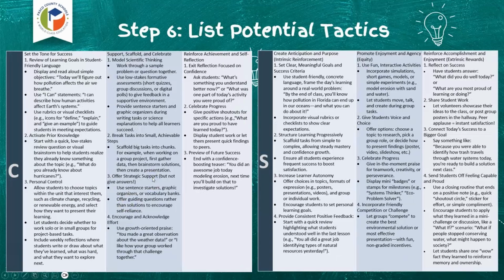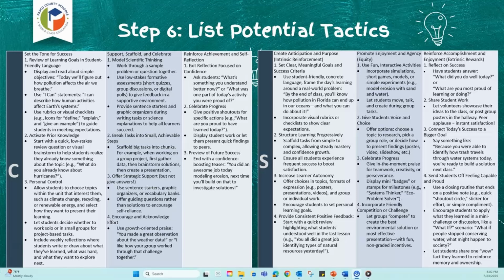Now we're talking about preliminary strategies for building student confidence and satisfaction, structured around the beginning, during, and end of the class. At the beginning, we will set the tone by reviewing learning goals in clear, student-friendly language, like "I can explain how humans impact Earth systems." We will also activate prior knowledge with low-pressure questions such as, what do you already know about hurricanes? It also allows students choice in how they engage with the topic.